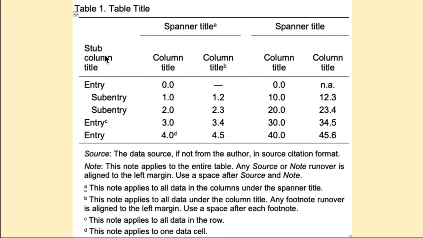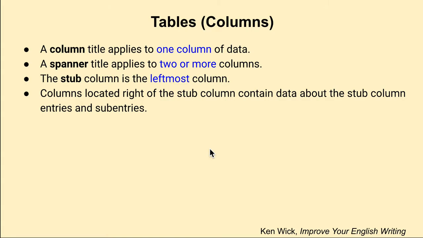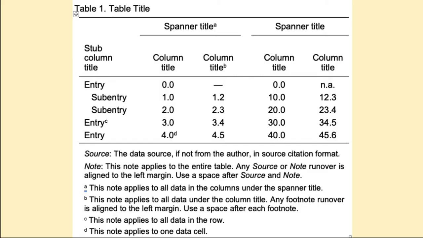And the stub entry is in the leftmost column, so this is the stub column title right here. This is called the stub column. It's the leftmost column. So those are the various columns: you have column titles, spanner titles, and then you have a stub column title. And columns located right of the stub column contain data about the stub column. So basically, if this is the stub column, you have these entries, and then these columns contain data about the stub entry, the stub entries over here.